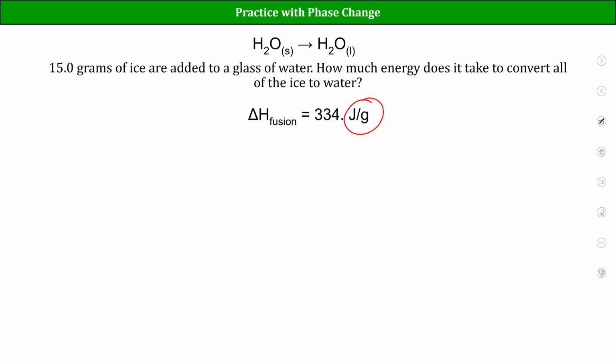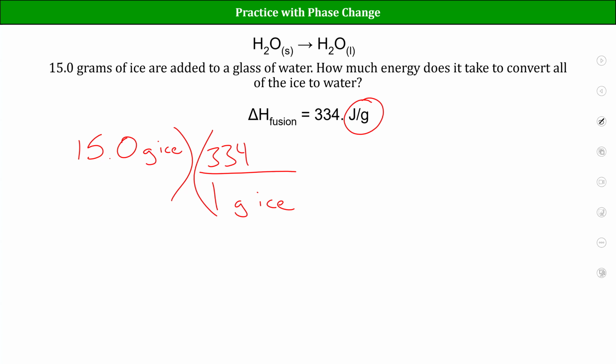If you've got 15 grams of ice, and every single gram of ice takes 334 joules to melt, we can just set it up: 15.0 grams of ice, for every 1 gram of ice, 334 joules. Now we're going from ice to a liquid.